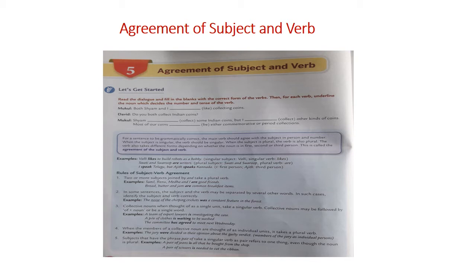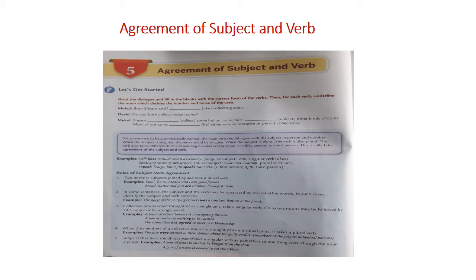Now we shall learn the rules of subject-verb agreement. Number 1, two or more subjects joined by and take a plural verb. Sunil, Renu, Metha and I are good friends. You see, there are 3-4 subjects. Sunil, Renu, Metha and I. Therefore, the verb is plural. Second example, bread, butter and jam are common breakfast. So you have many subjects just joined by and, so your verb should be plural.